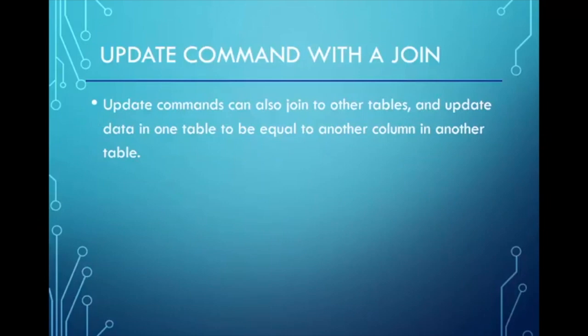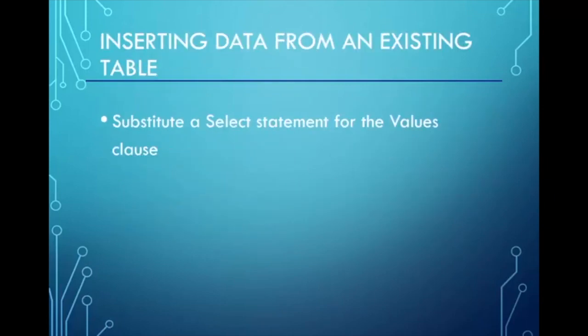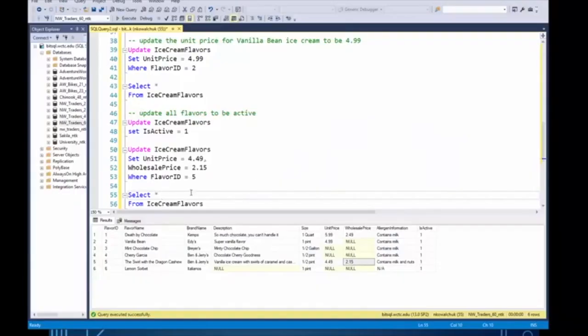We can also do an update with the join. So let's go back to our insert from an existing table. So we've got this table. We've got the flavor name, we've got the brand name, description, and so on and so forth. Let's say that Northwind Traders also wants to be able to track more information about the brand. Who is the distributor? What is the information? To correctly normalize this data, we should really move the brand to its own table.